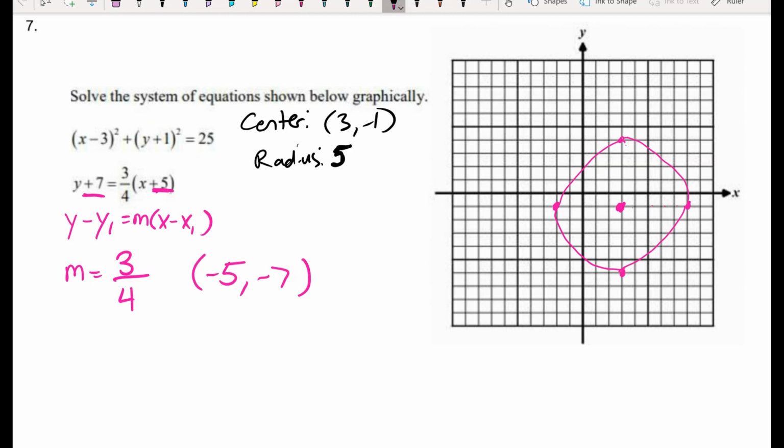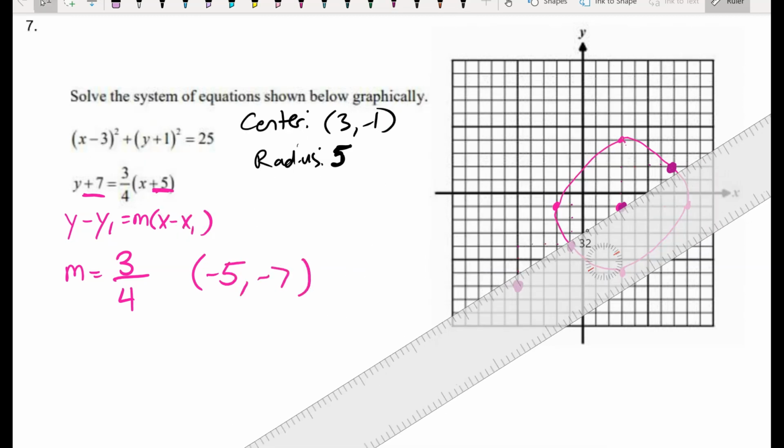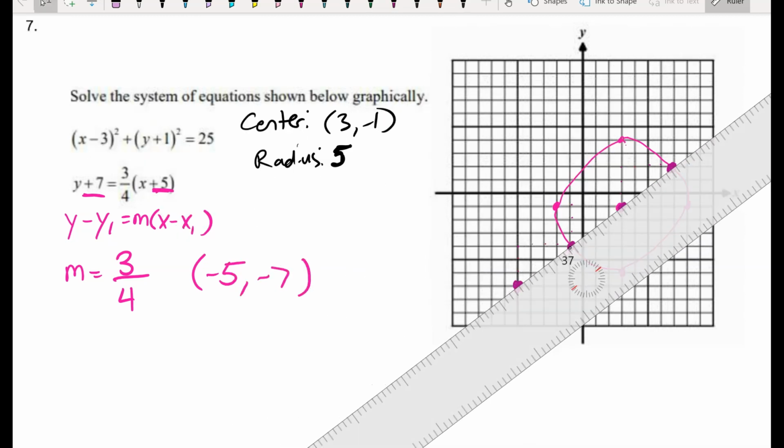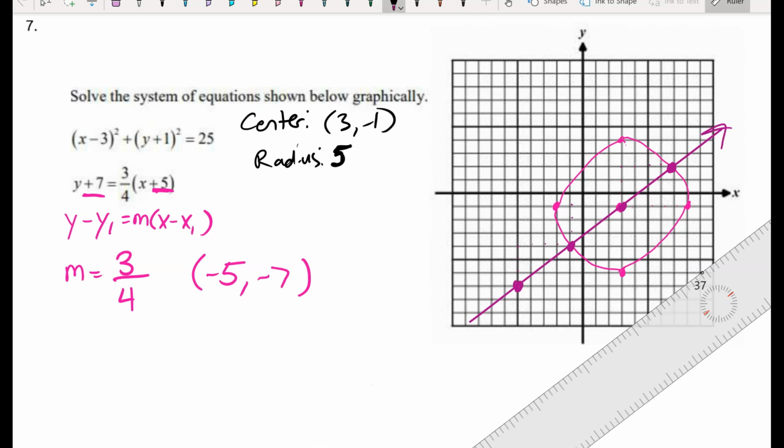So to graph this line, I'm going to go to (-5, -7), and I'm going to apply my slope from there. I'm going to go up 3, over 4. Up 3, right 4. Up 3, right 4. And I'm going to just connect those with a straight edge every time I draw a line. That's the line y plus 7 equals 3/4 (x plus 5).